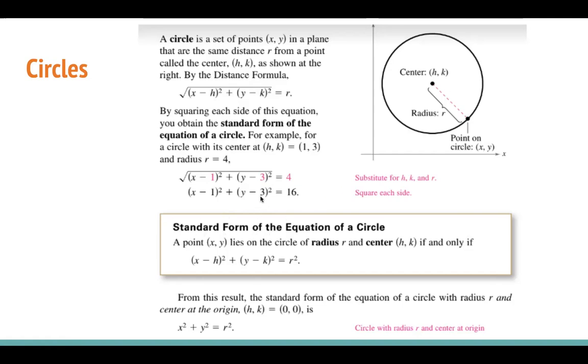Standard form of an equation of a circle: a point (x, y) lies on the circle of radius r and center (h, k) if and only if this equation is true. From this result, the standard form of an equation of a circle with radius r and the center at the origin, (h, k) equals (0, 0), is x squared plus y squared equals r squared.